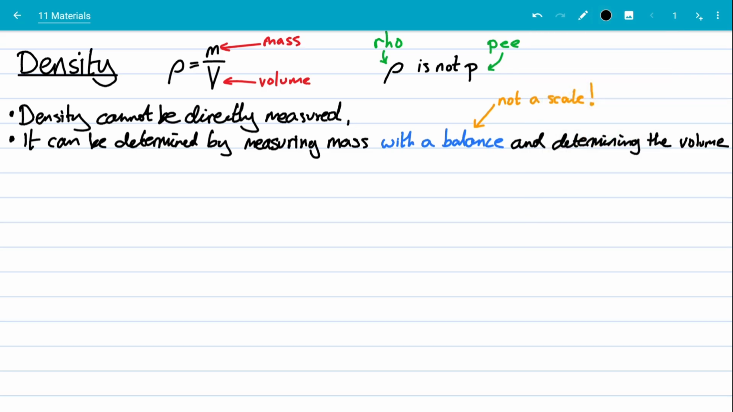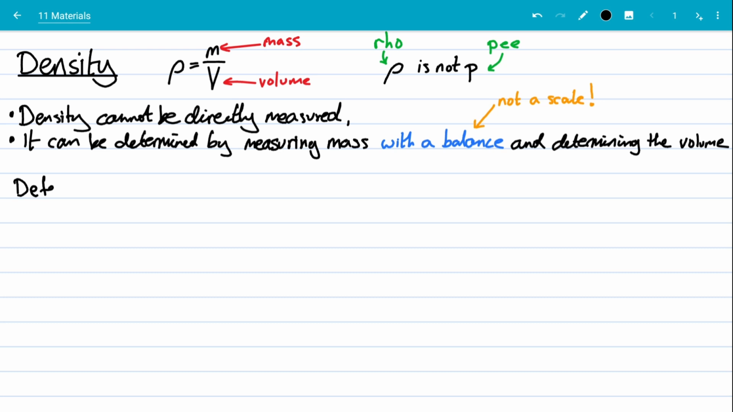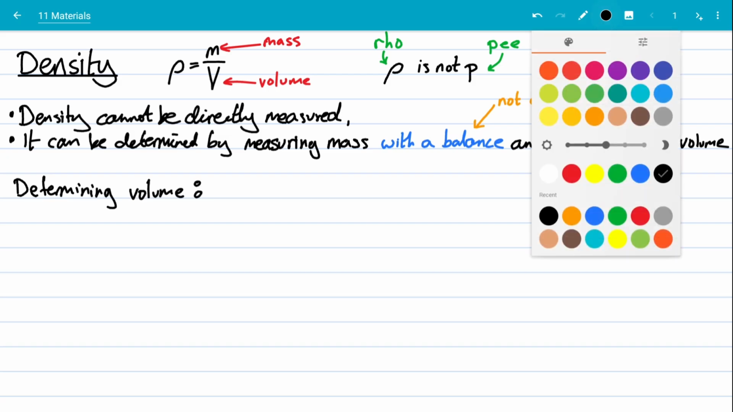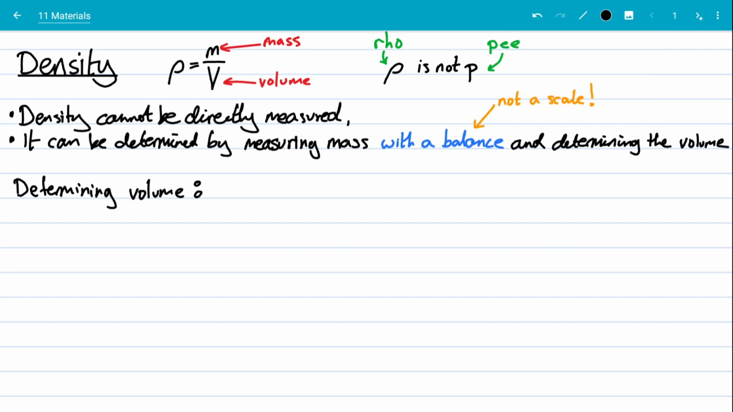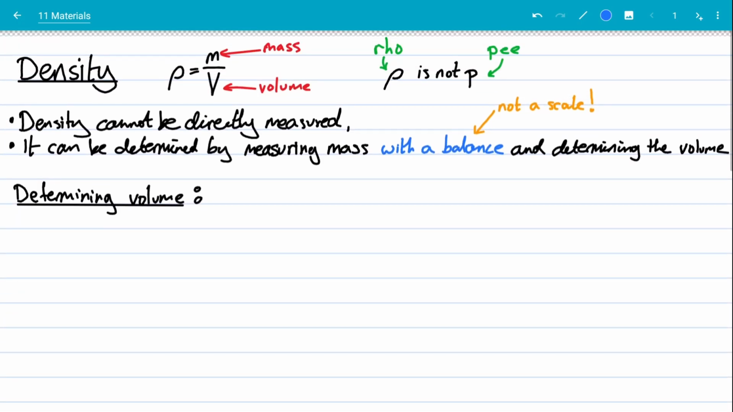So measuring the mass with a balance is the starting point, but then we need to also determine the volume. And that depends on the type of body. Determining volume. How do we determine the volume? Let's just do an underline because there's a little subtitle here. There are three ways depending on the type of body. So let's start with regular bodies.